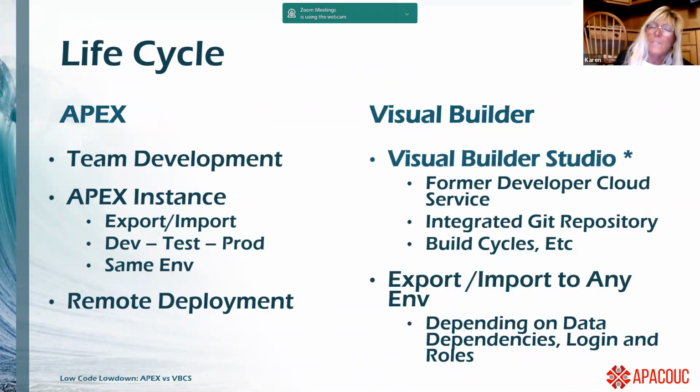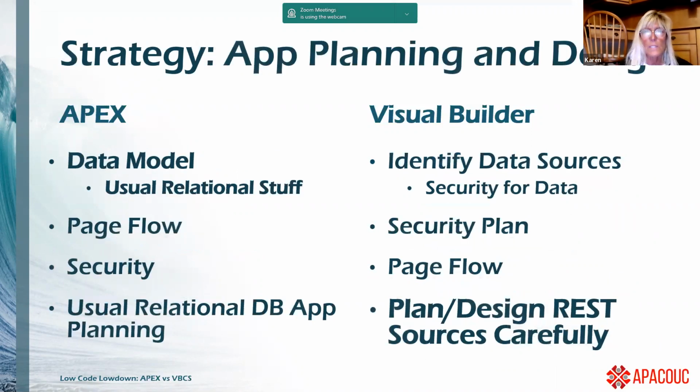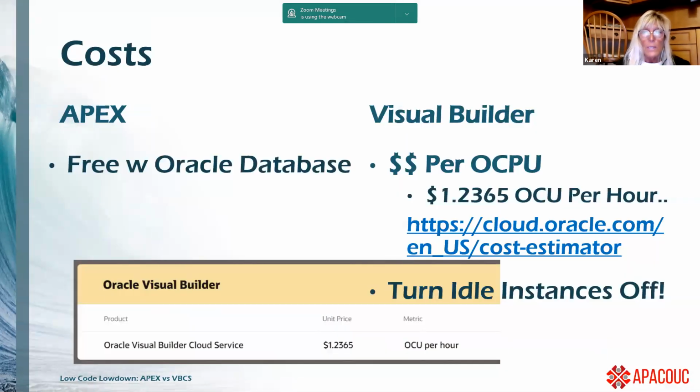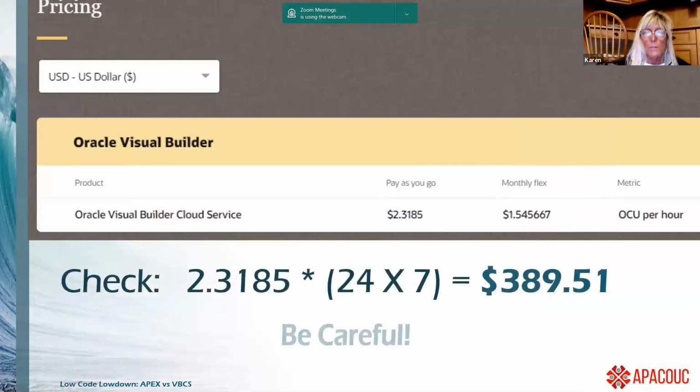Lifecycle, Visual Builder's kind of got the edge with Visual Builder Studio, particularly this latest release. Apex has team development, but it's not the same degree of CI/CD. Planning. Apex is your traditional relational data model. Visual Builder, you got to think differently because your data is all REST endpoints, and that's about all I'll say for that now.